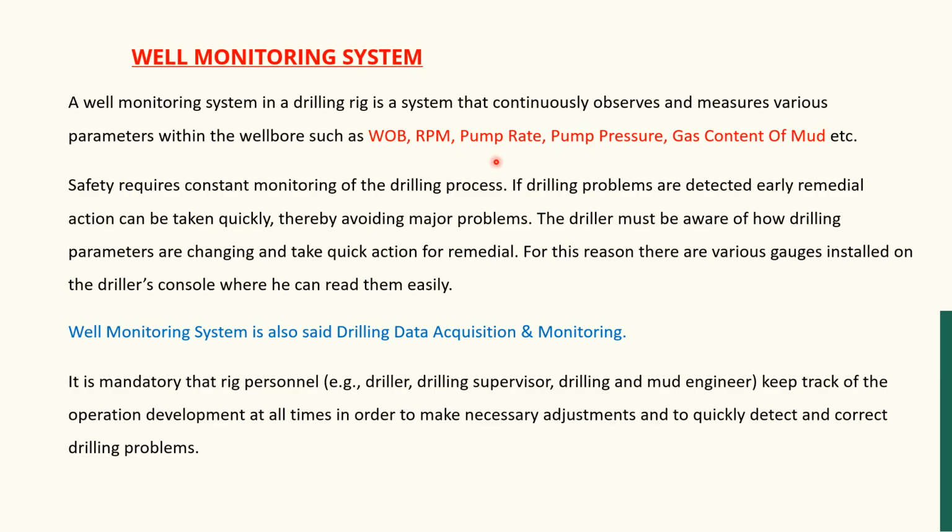This is the pump rate. Pump rate means the speed at which the drilling mud is being circulated. The next one is the pump pressure. Pump pressure means the amount of pressure that the pump is putting out to circulate the drilling mud. And this is the gas content of the mud. It means there is a presence of gas in the drilling mud which is returning from the formation to the surface.